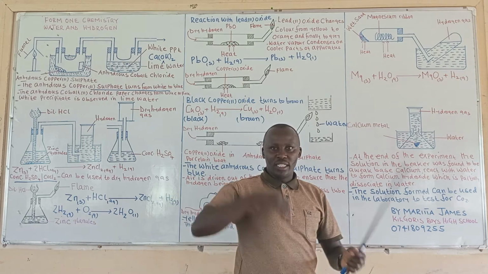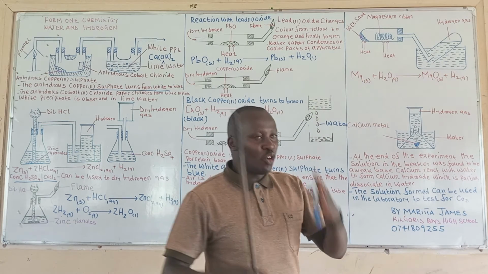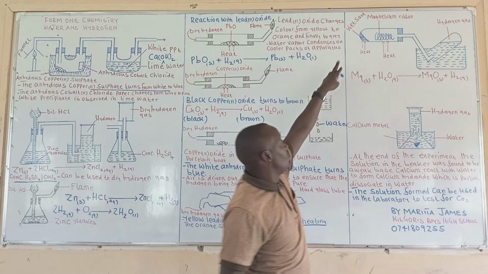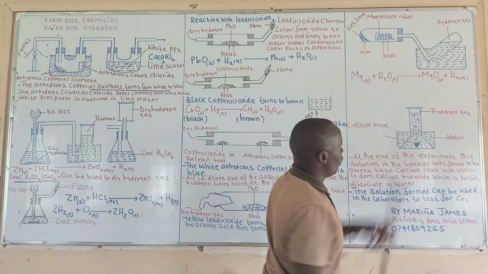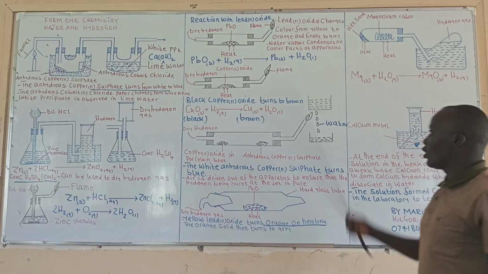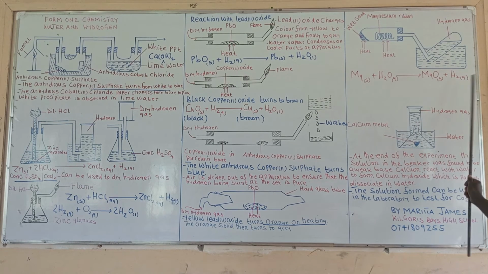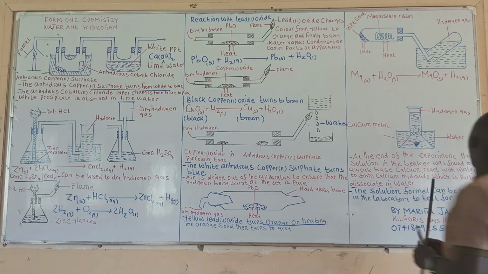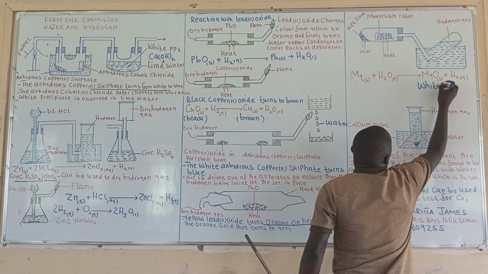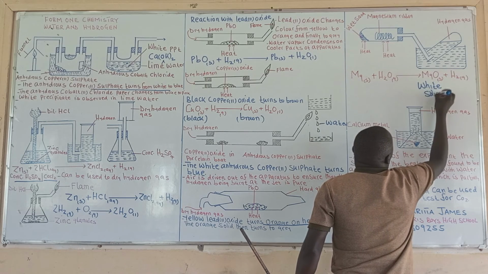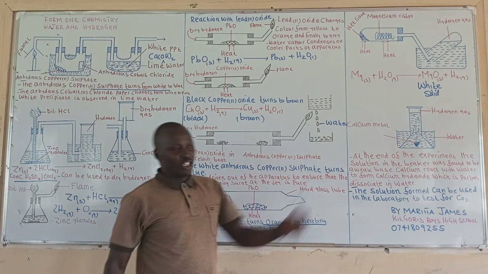Then the reason why the magnesium ribbon is coiled is just to increase the surface area for it to come in contact with the steam. That is the reason why we have this magnesium ribbon being coiled. Then the hydrogen gas is normally collected over water, as we have said. Then we have the magnesium ribbon combining with the steam. In that case, we will have magnesium oxide as a white solid, and of course we have the hydrogen gas there.